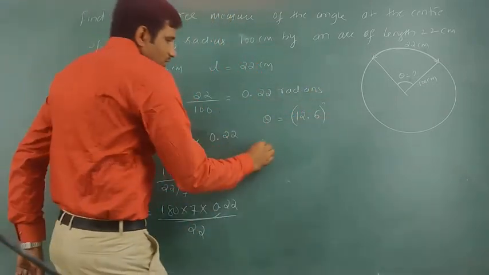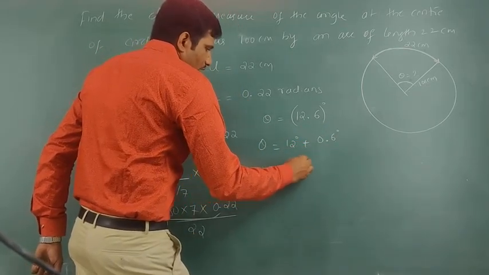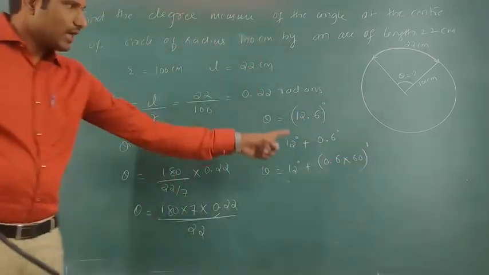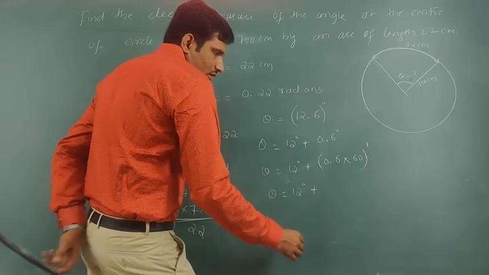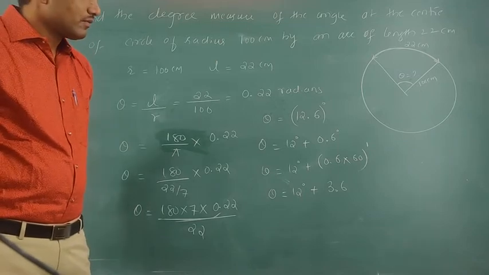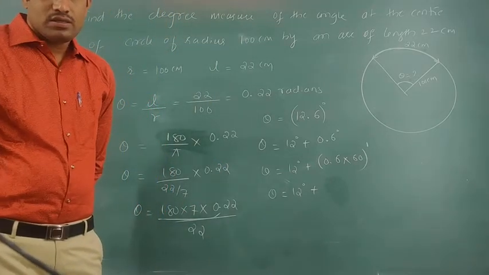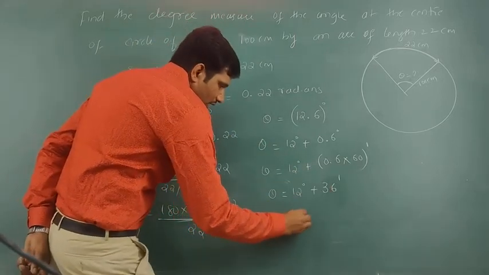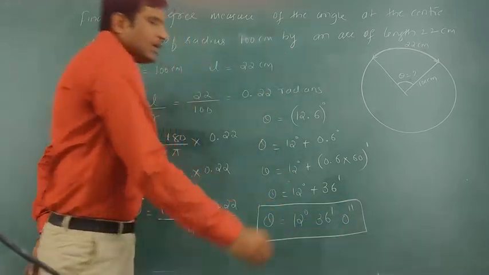Again convert this into minutes. So now it is 12 degrees plus 0.6 degrees. Theta is equal to 12 degrees plus 0.6 into 60. When we multiply by 60, that degree is converted into minutes. How much is 0.6 into 60? 36 minutes. There are no fractional parts. Therefore, the answer in degrees is 12 degrees, 36 minutes, 0 seconds. So, this is the angle in degrees.